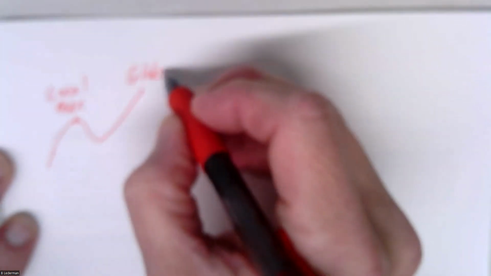But it's not the global max, because the global max would be up here. Up here, for example, you have the highest point in the entire function. And this point down here is the local min, but it's not the global min. Global min would be over here.